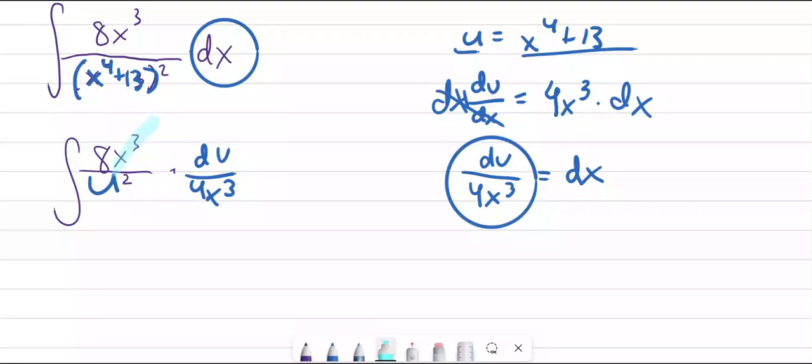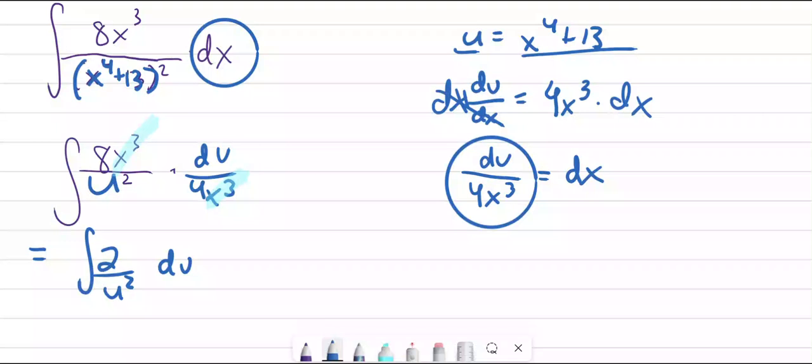And so notice there's an x to the 3rd on the top and x to the 3rd on the bottom. And also for this 8 divided by 4, we have 8 divided by 4 is 2. So now we got 2 over u squared du. Something that started out being maybe a little bit of a jumbled mess, and we turned it into just one single term. It's all in terms of u, right? Everything matches. The du has to match.